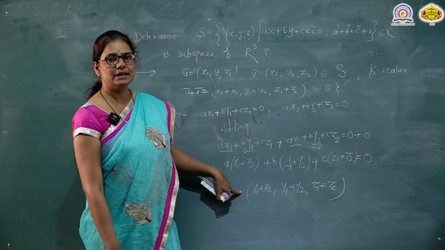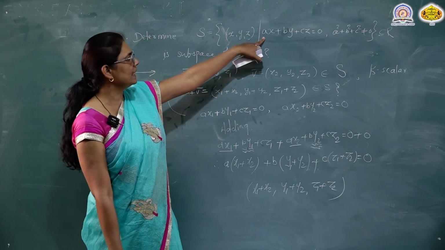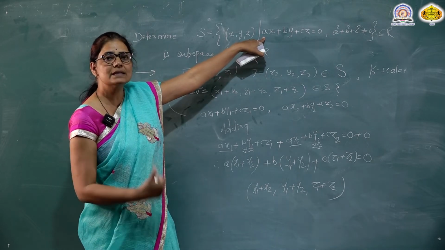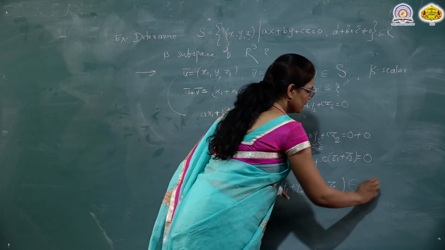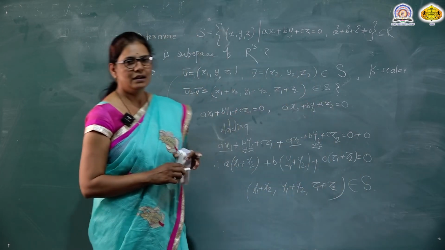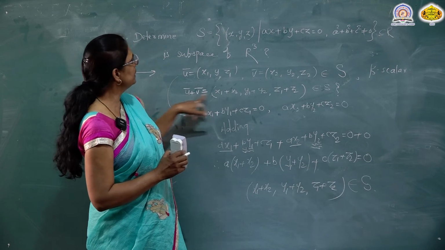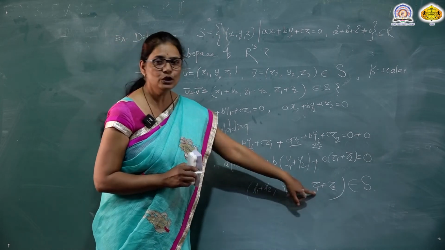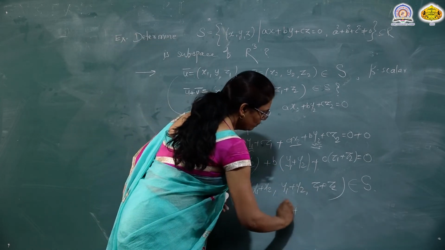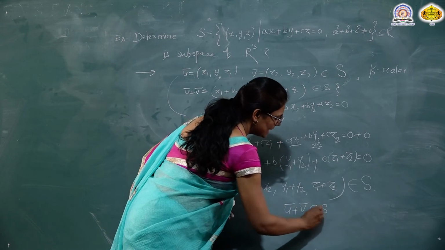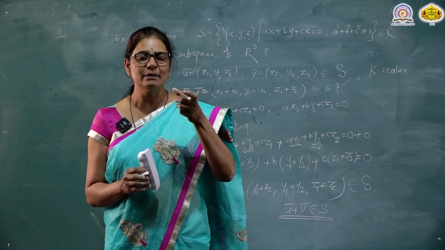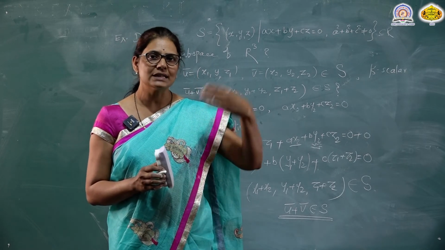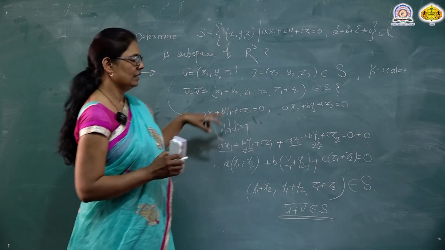So this triplet satisfies this equation ax plus by plus cz equals 0. So this is a member of S. That is, here u plus v belongs to S. So S is closed for addition. If we take two elements from S, their addition is again in S.